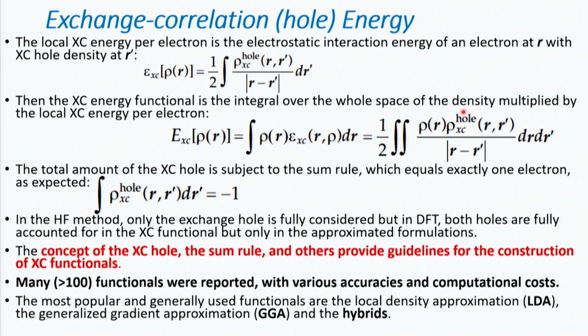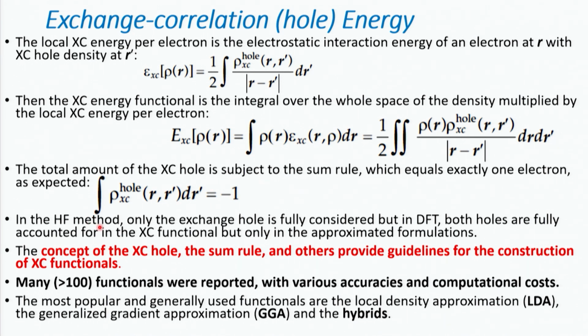So this exchange correlation hole operator is not known, but in some cases we can get that the total amount of exchange hole is subject to the sum rule, which equals exactly 1 electron, as expected. So essentially, between two electrons in the same orbital having different positions, it should be minus. For the electron it is 1 if you have got 1 electron, but if it's a hole then it should be minus 1.